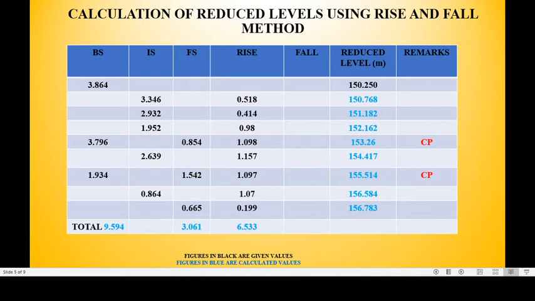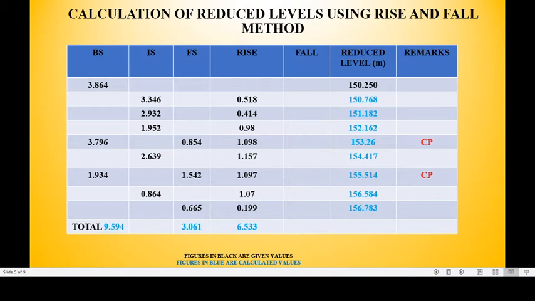So if we sequentially subtract each next value from the previous one, we will get the values. If it is a positive value, it will be tabulated in the rise column, and if it is a negative value, it will be tabulated in the fall column. But here every value when it is subtracted from the previous one gives a positive value, so we tabulate it here as rise. Then in the given table it is already mentioned that those values which are in black are given values and those in blue have been calculated. So the first reduced level at the benchmark is 150.250 as mentioned in the question. Now we need to find out the reduced level for the other stations.